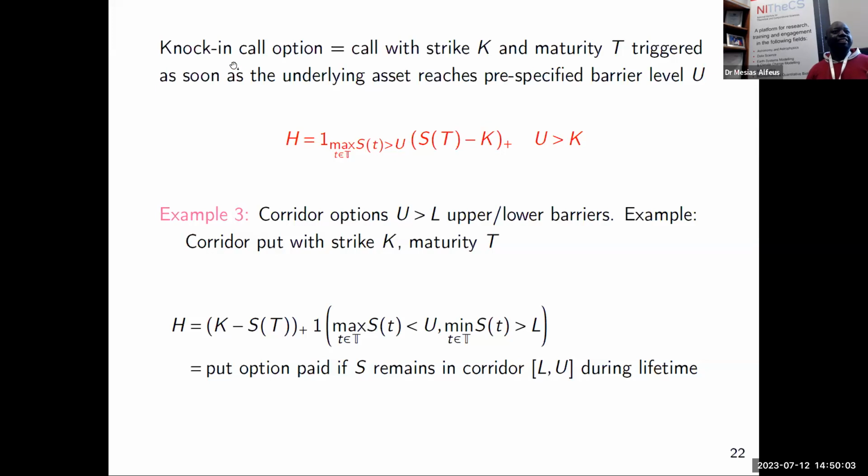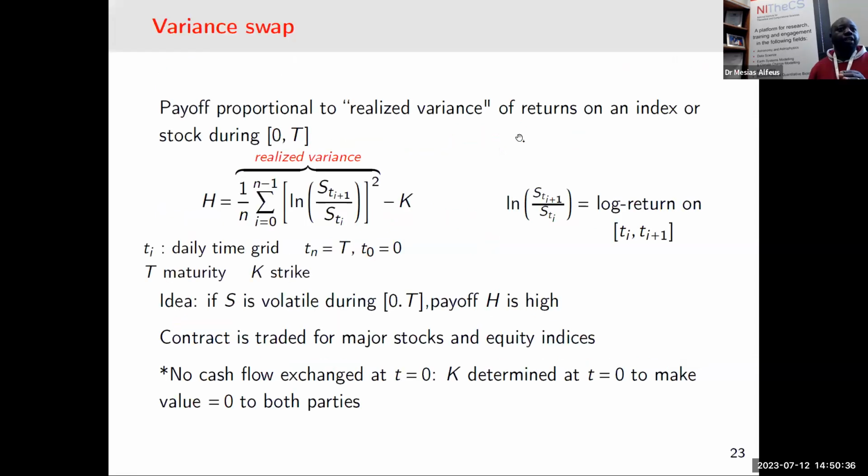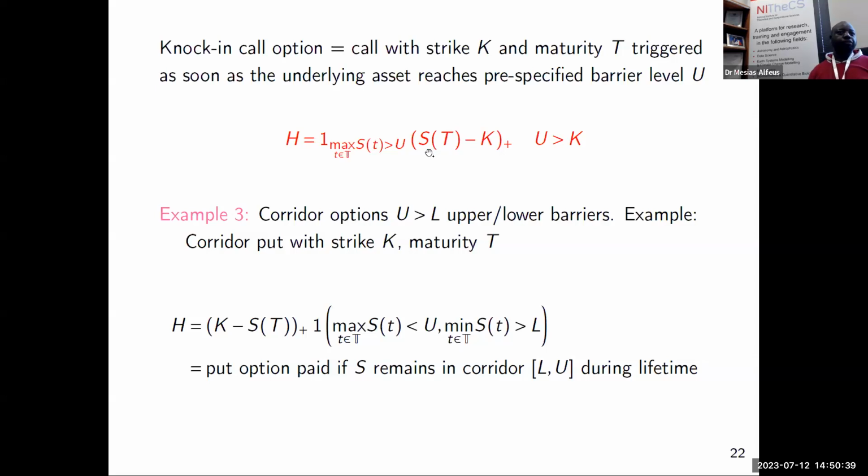And then we also have a knock-in option. If you have your barrier line and your asset price doesn't hit that barrier before maturity, then it ceases to exist, meaning it has to hit the barrier for it to exist. So a knock-in option is a call with a strike K and a maturity T, triggered as soon as the underlying reaches the barrier. The payoff is written like this. It becomes a call option as soon as your maximum is bigger than your barrier line.